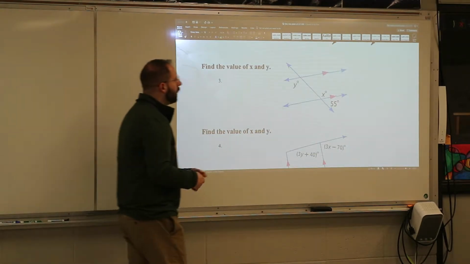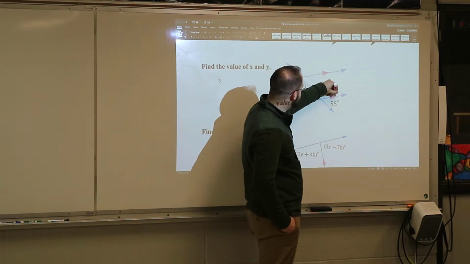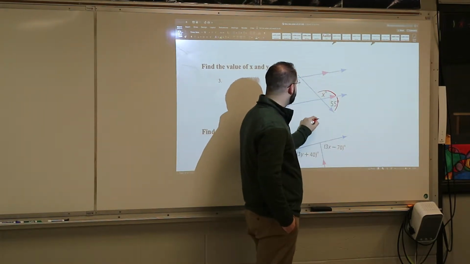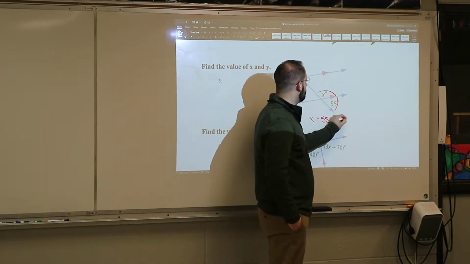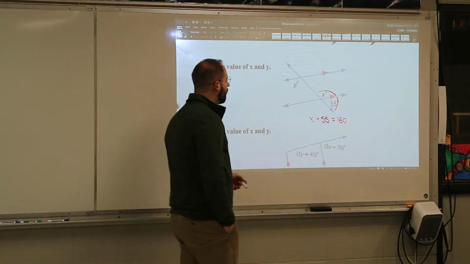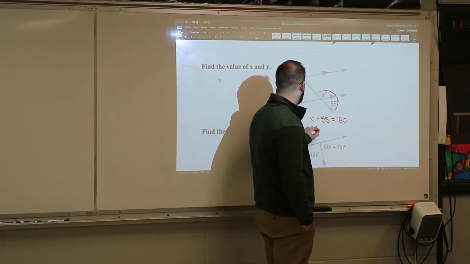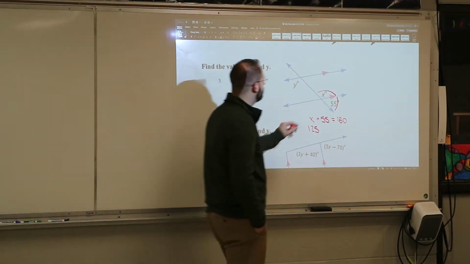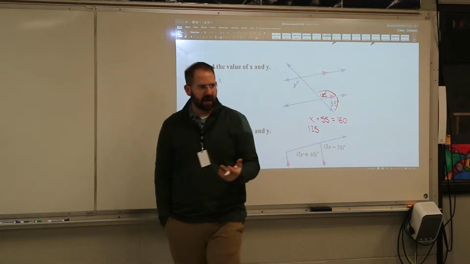So number 1, knowing that this is 55, I can find the angle that's right next to it, because what do these two have to add up to be? 180. So x plus 55 should make 180 because they're side by side. So you can subtract, and you can figure out that this angle would have to be 125. So x is 125. Does that make sense, how I find x so fast?